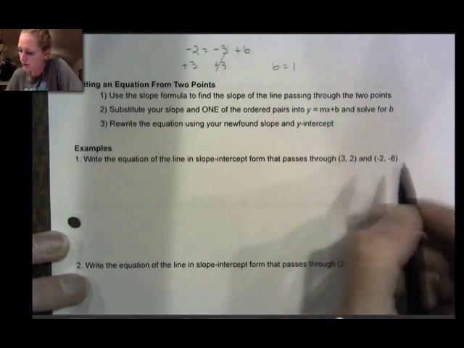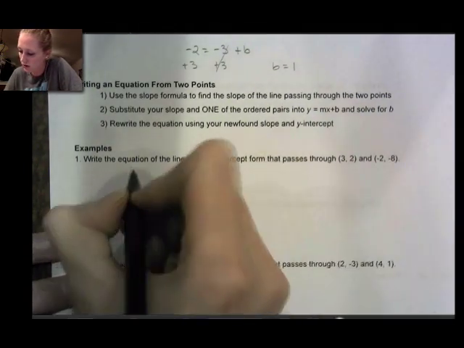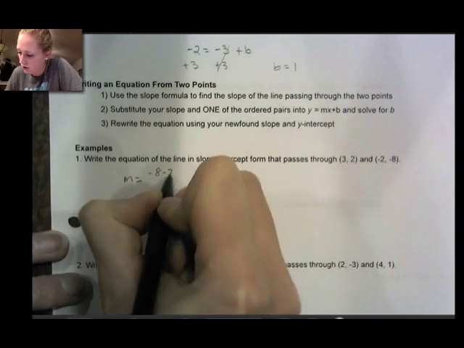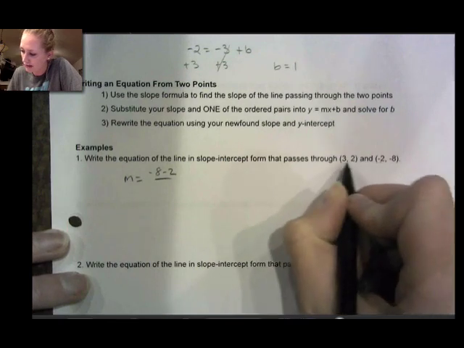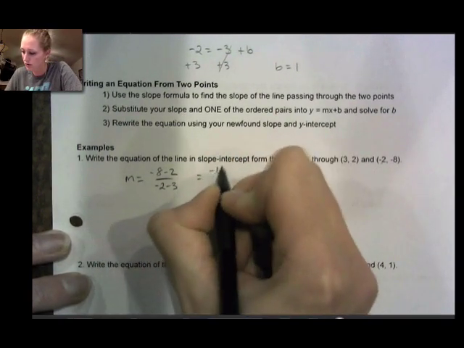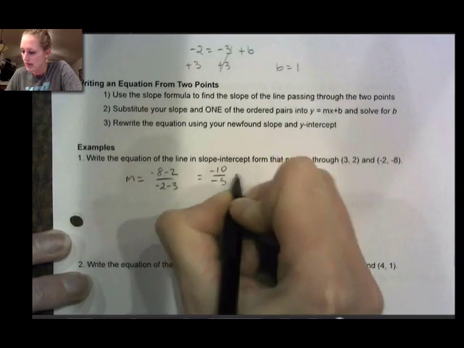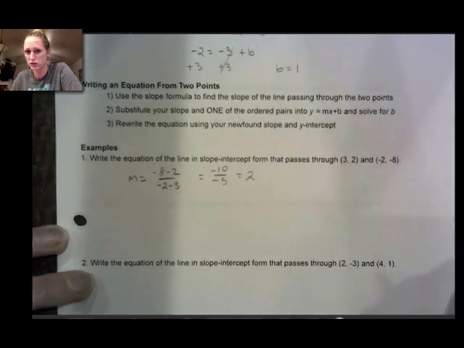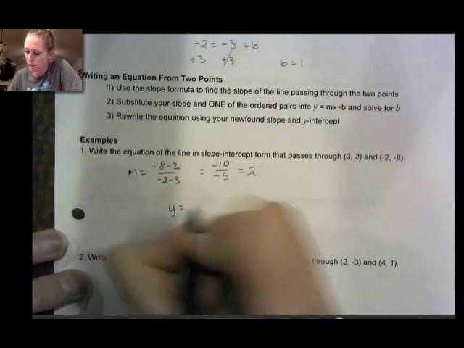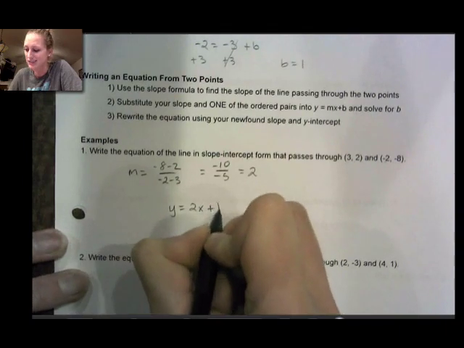Okay, so first we're going to find our slope. So here's our 2 points. So I'm going to do y minus y. So m equals -8 minus 2 over -2 minus 3. And I get -10 over -5. Negative divided by negative is positive, so my slope is 2.